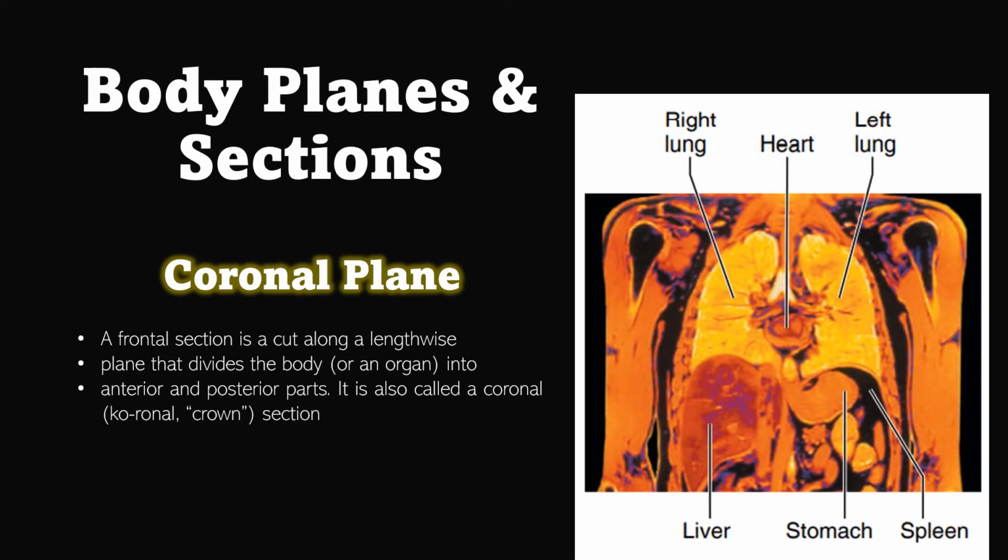The MRI of a coronal plane will show you a figure like this, which will include a right lung, left lung, your heart, liver, stomach, and spleen. These are all your anterior organs. You can see the anterior view of the body.